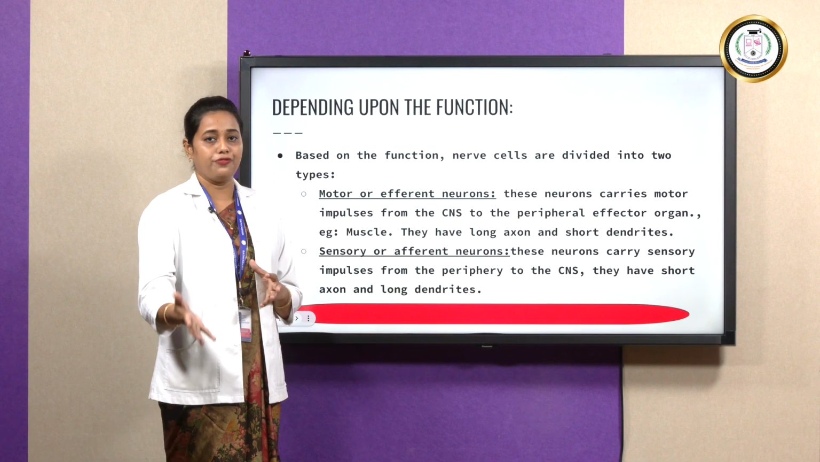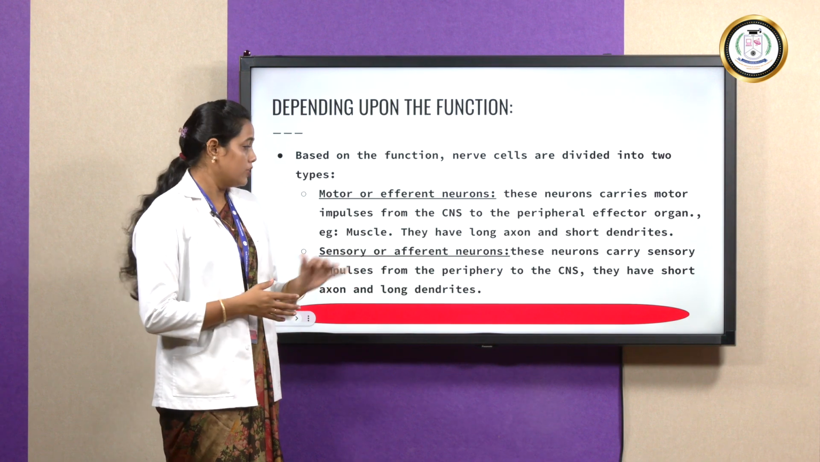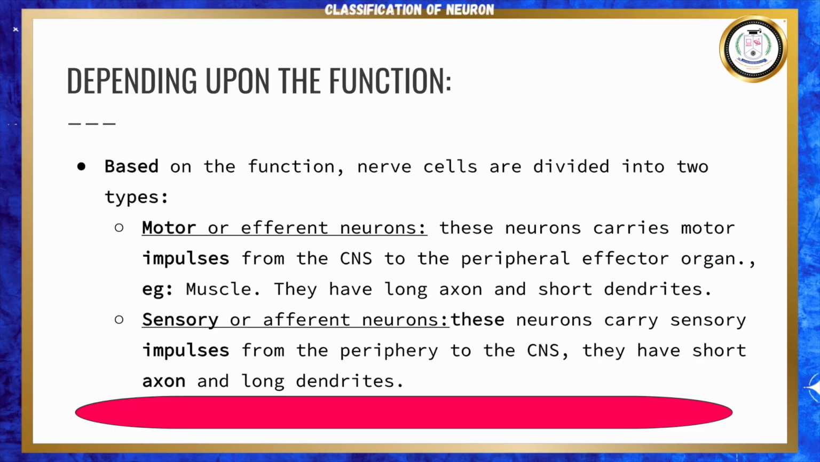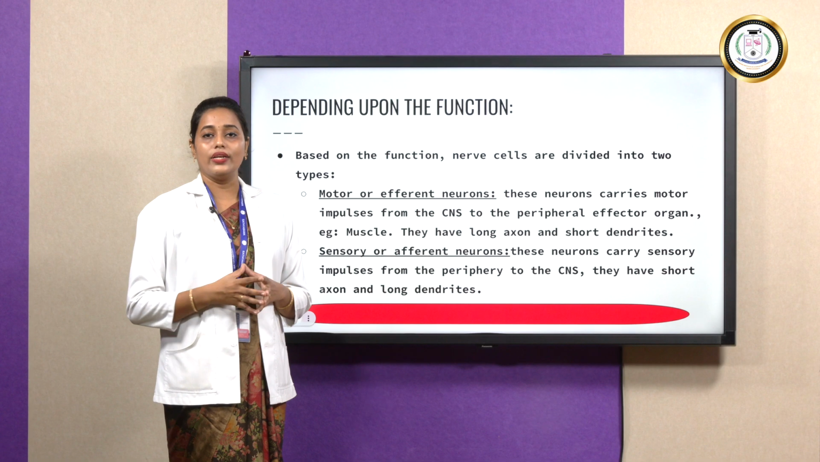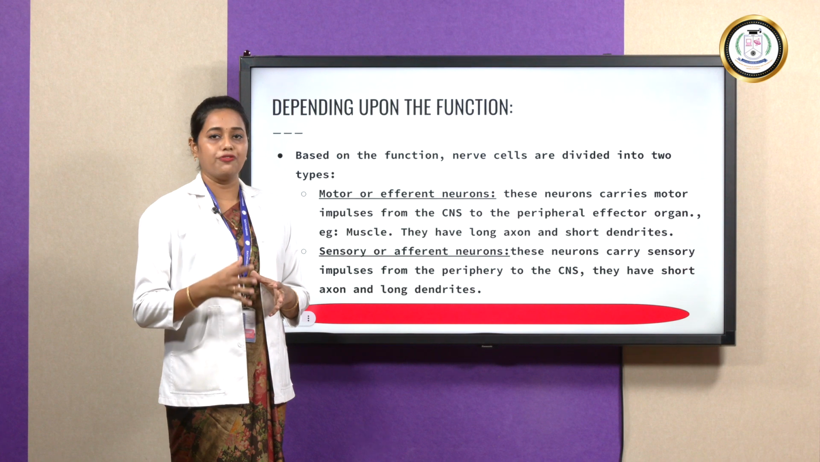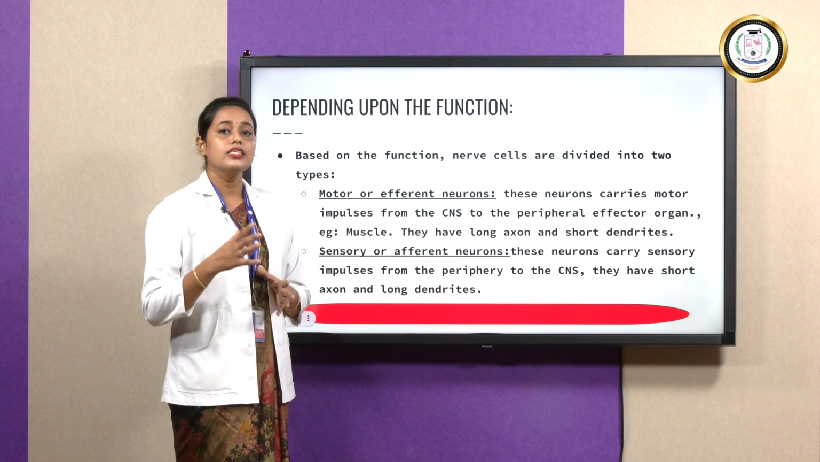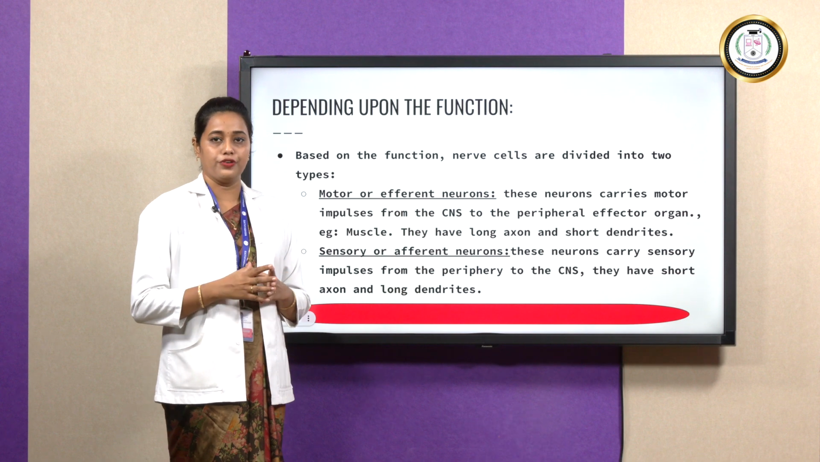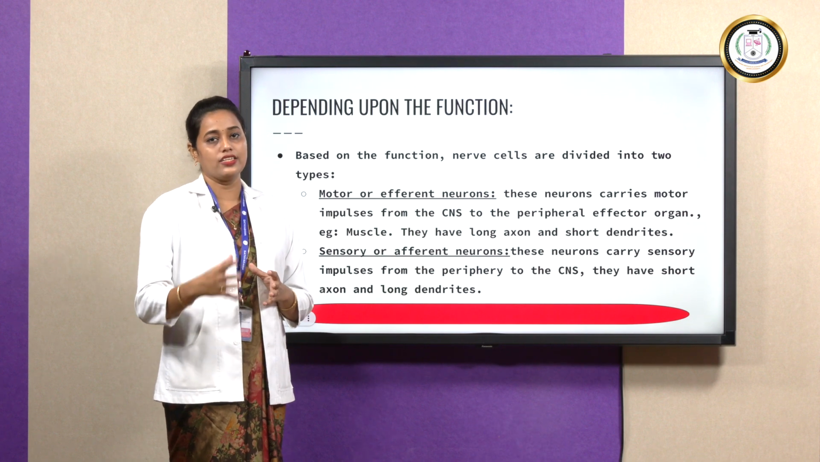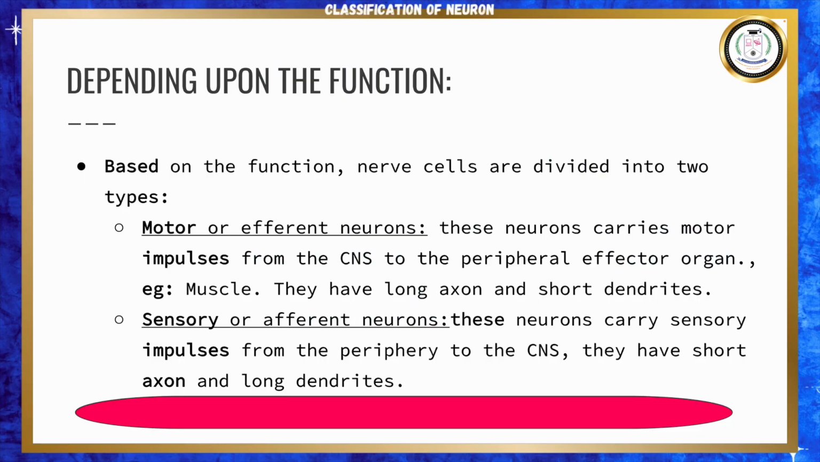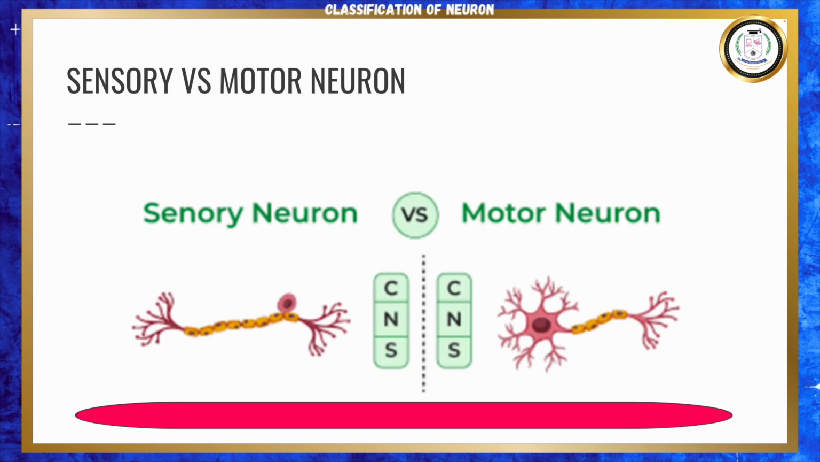So, what is a peripheral effector organ? It can be a muscle. The motor neurons will have long axons and very short dendrites. Now let's discuss sensory or afferent neurons. These afferent neurons will be carrying sensory information from the periphery and reaching the central nervous system. The sensory neurons have short axons and long dendrites. Here you have a picture representation where the sensory neuron is compared to a motor neuron.